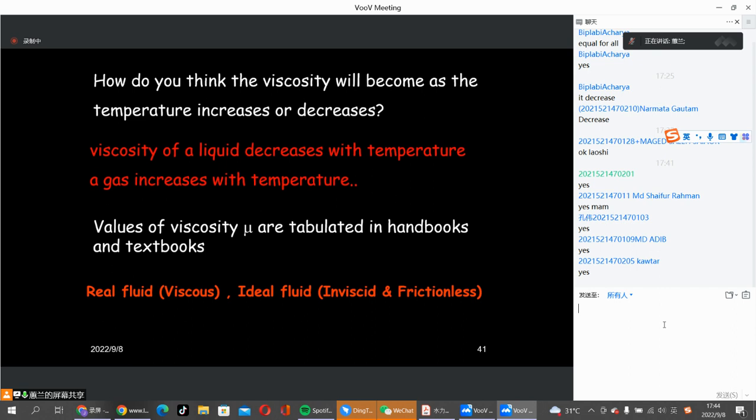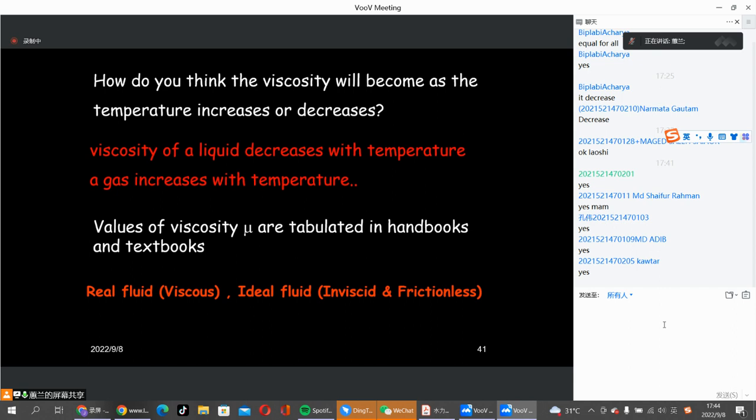The values of viscosity are tabulated in handbooks and textbooks. You don't need to do experiments by yourself. We just refer to the handbooks or textbooks to obtain the viscosity of most fluids.